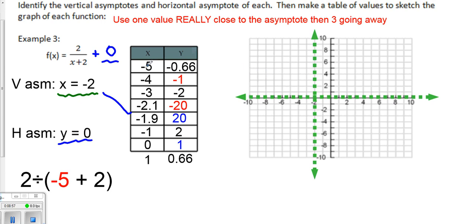So we go to where x is negative 5 right here, and we're down at negative 2/3, so about right there. We'll do it again for negative 4. We are at negative 1. For negative 3, we'd be at negative 2. And starting to get really, really close to this line, at negative 2.1 we'd be at negative 20, so somewhere way down here. Now notice, these 3 dots cannot cross this line or this line, because we cannot have points that are on those.